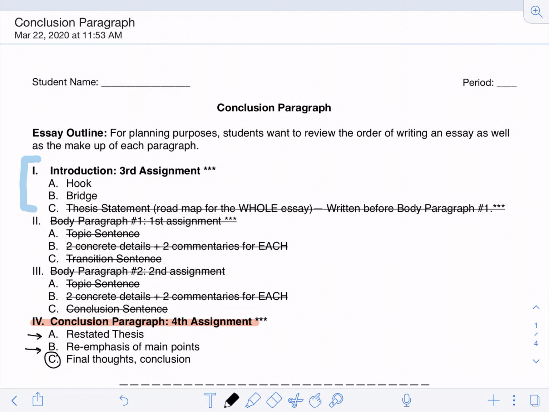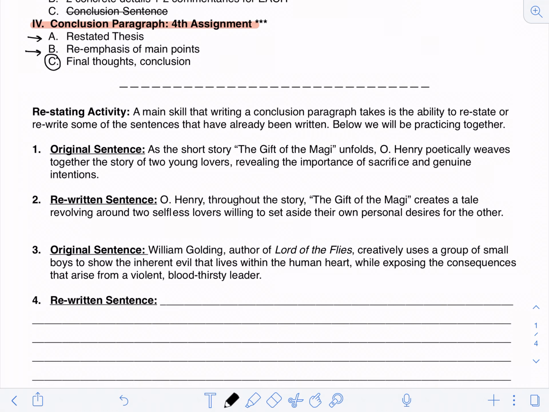Before you start writing the actual conclusion paragraph, I think it's really important for you to practice a restating skill. And part of the problem with restating is it involves needing different vocabulary, but also a little bit of stylistic creativity. So if we were in class and doing this together, I would have you guys work through this before ever even starting on your conclusion.